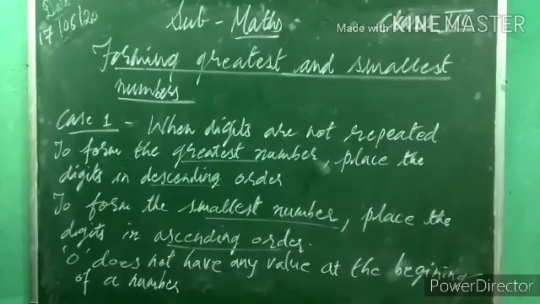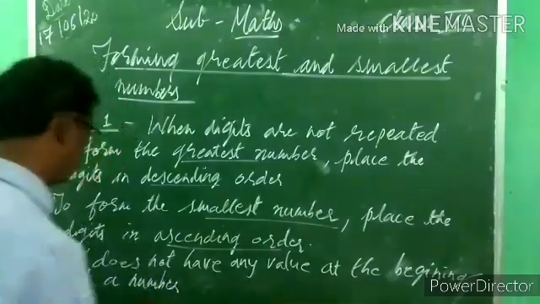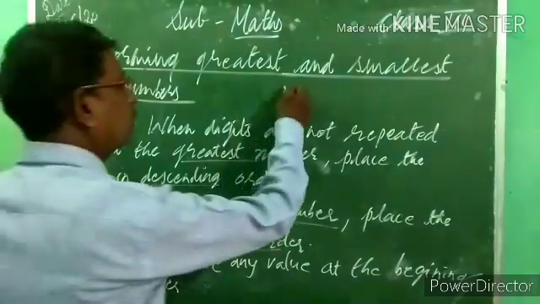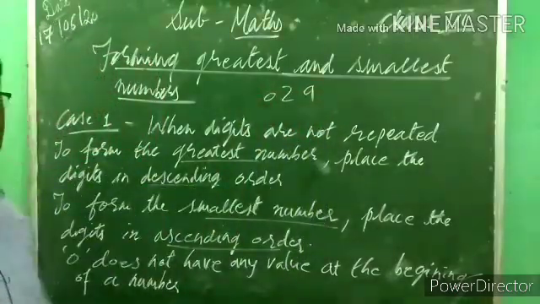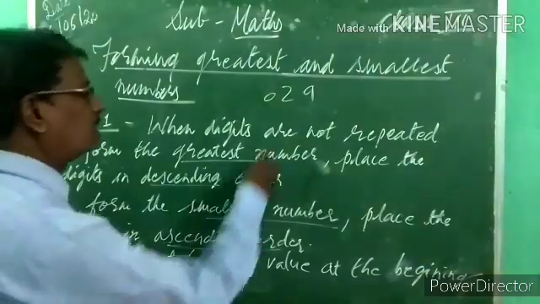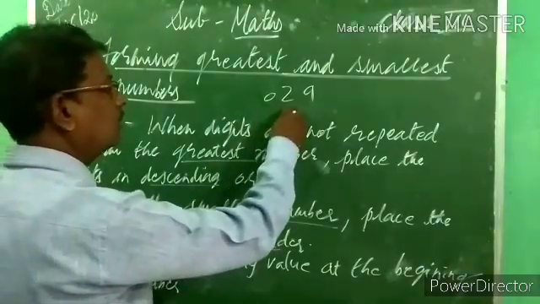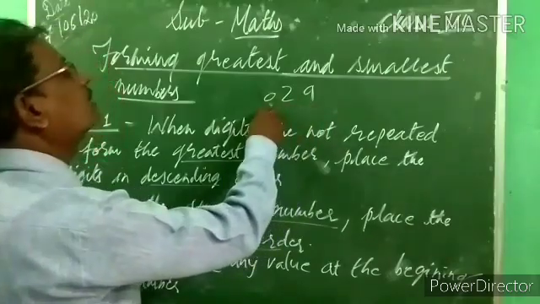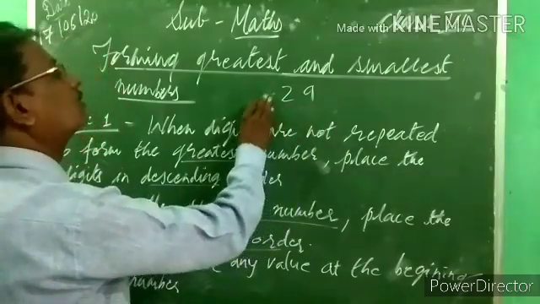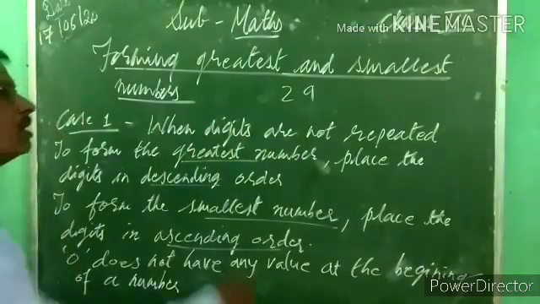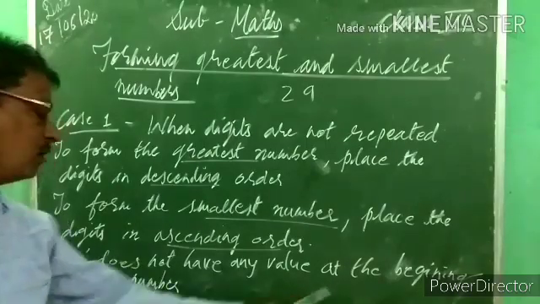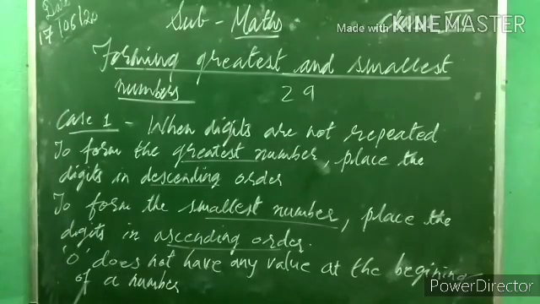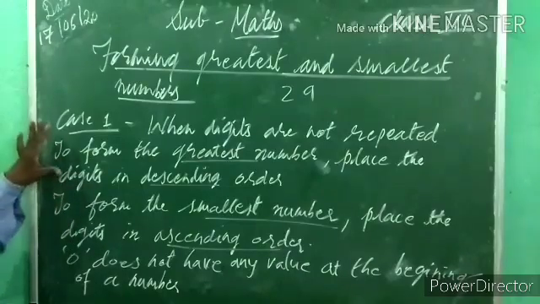And suppose if 0 is given there, 0 does not have any value at the beginning of a number. For example, if 29 is given and a 0 is written in front of 29, this 0 does not have any value. This is not a 3-digit number. We read this as a 2-digit number only. Why? Because 0 is present but 0 does not have any value. So if we do not write that 0, no problem. 29 is only a 2-digit number. That's why 0 does not have any value at the beginning of a number. Understood? So write this case in your notebook.